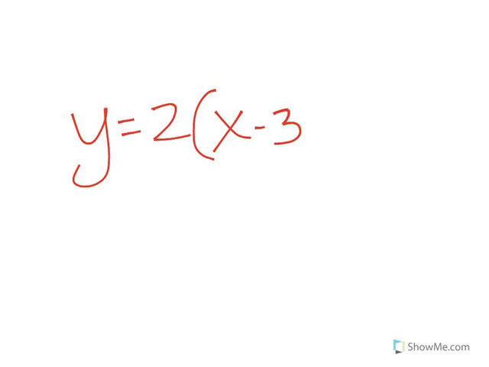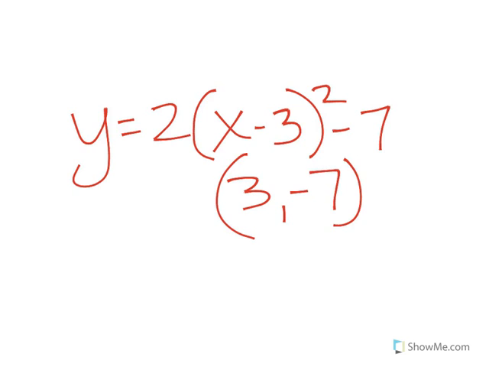So if I were to make up another equation like y equals 2(x minus 3) squared minus 7, if I said, hey, what's the vertex? I would just look at that and say, okay, the vertex is going to be positive 3, negative 7. Good. Okay, it opens up, so it has a minimum. Good.